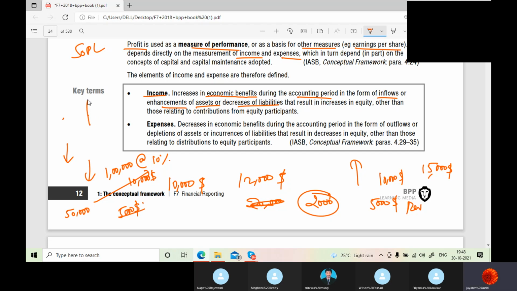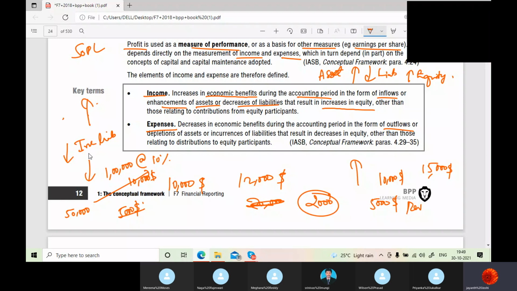And then when your income increases, that in turn increases your equity. So hence all these factors, increase in the value of asset, decrease in the value of liability, increase in equity, lead to income. Vice versa is for expense, and here there is outflow of cash. So increase in liability, that means you'll be paying more interest, leads to expense. Decrease in asset value, that is depreciation and all, is an expense, and impairment loss is an expense, and all these expenses lead to decrease in equity.